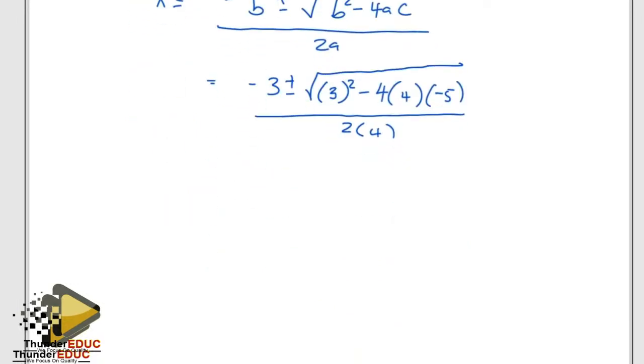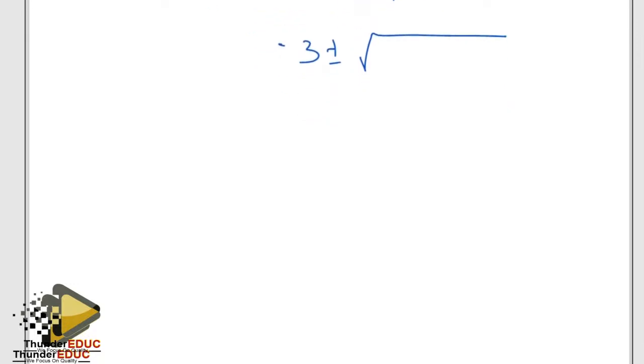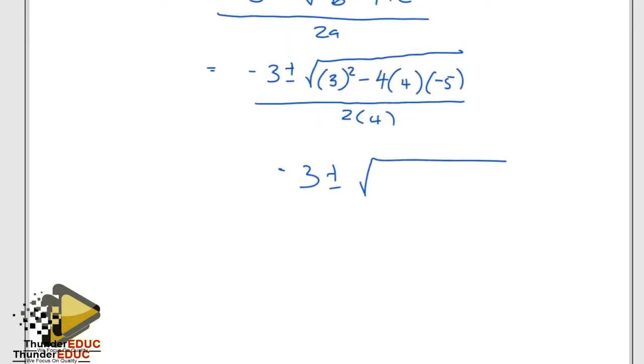So this would give me something like negative 3 plus minus. When I look at the root sign, that's 3 squared, which is 9. And then I'm having 4 by 4, 16 times 5, that is 80. So in other words, I'm adding 80. So I'm going to have root 89 over 8.